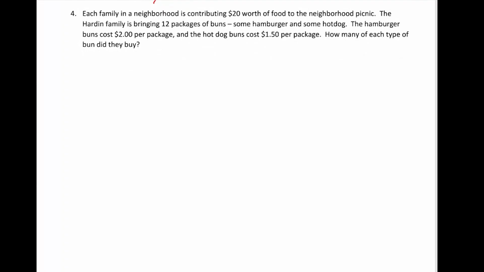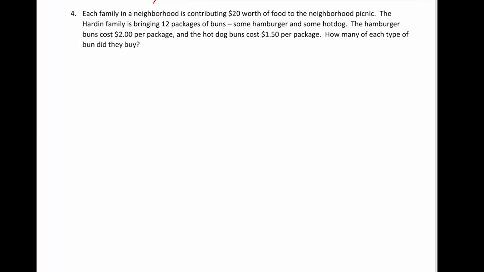It says each family in a neighborhood is contributing $20 worth of food to the neighborhood picnic. The Hardin family is bringing 12 packages of buns, some hamburger and some hot dog. The hamburger buns cost $2 per package, and the hot dog buns cost $1.50 per package. How many of each bun did they buy?